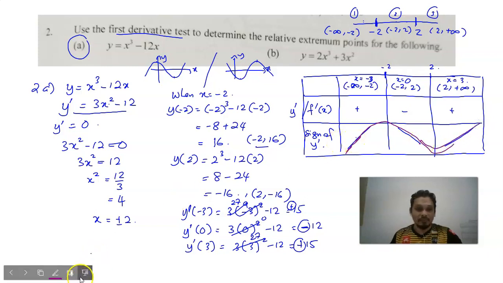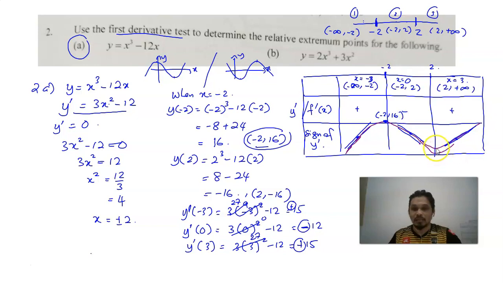Okay, now the sign of this one means that the gradient of the curve is positive, the gradient of this curve is negative, and the gradient of this curve is positive. So then, the coordinate of the maximum here, this is it. This is the gradient. This is the maximum point of -2 and 16, and the minimum point here.